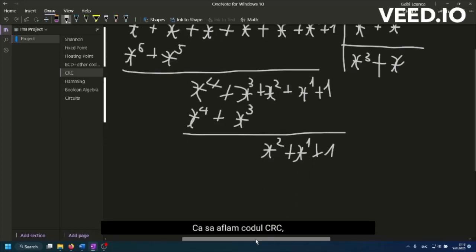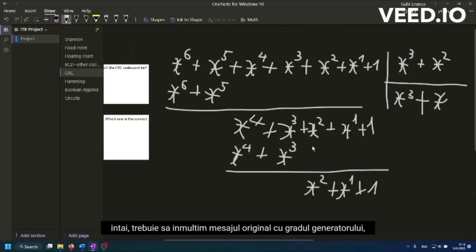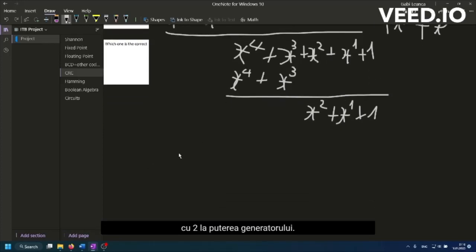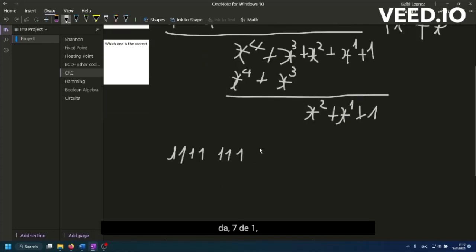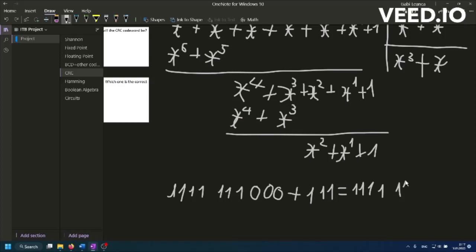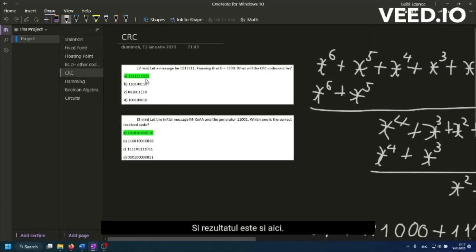So to get the CRC code, first of all we multiply the original message by 2 to the degree of the generator. The degree is 3. So 7 ones, 0 0 0. Okay, and we add the result 1 1 1. So we get 1 1 1 1 1 1 1 1 1 1, and the result is also here.